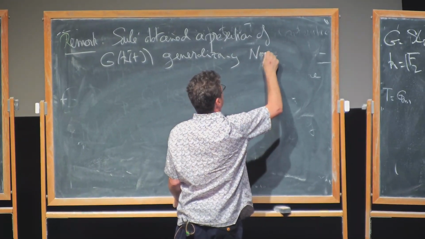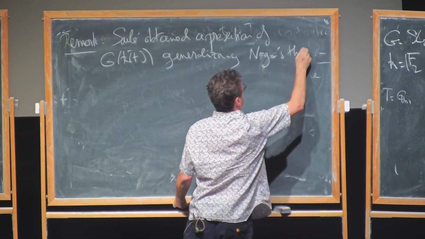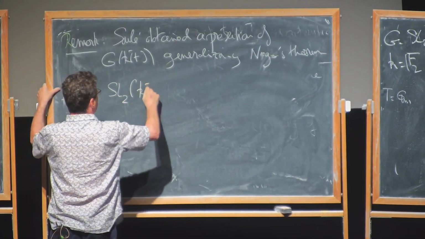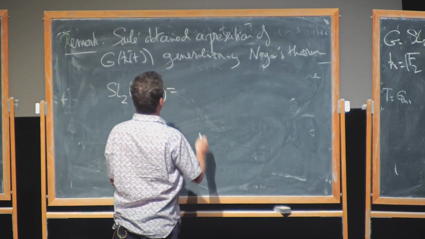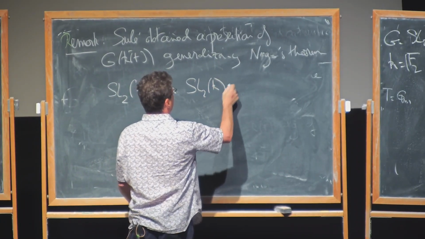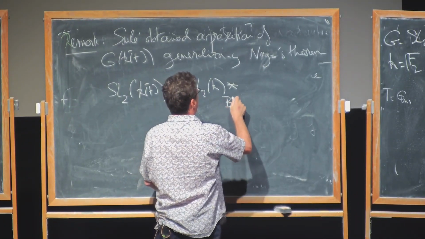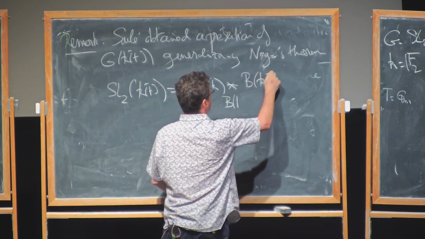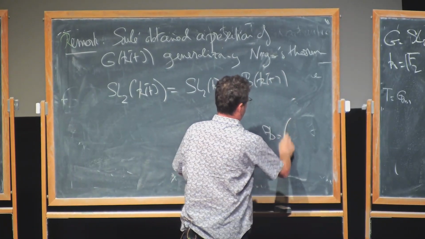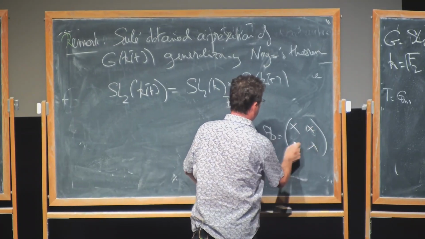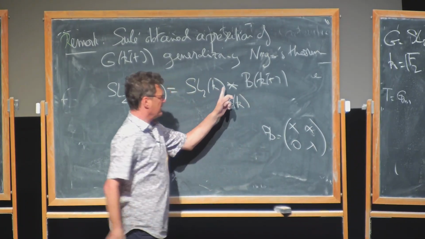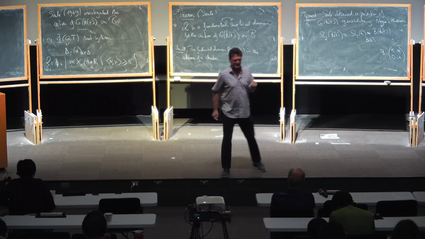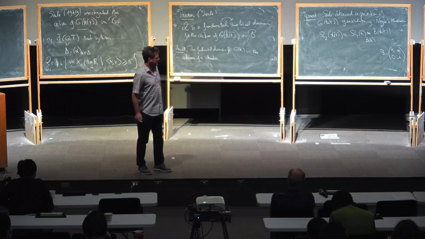Nagao's theorem tells you what the group SL2(K[t]) is. This is the amalgamated product of SL2 of K over B, so here you put B(K[t]), B as a group of upper triangular matrices, amalgamated under the intersection, which is B of K. Many people know that because it's in Serre's book, Trees. So this is a generalization of this kind of thing.